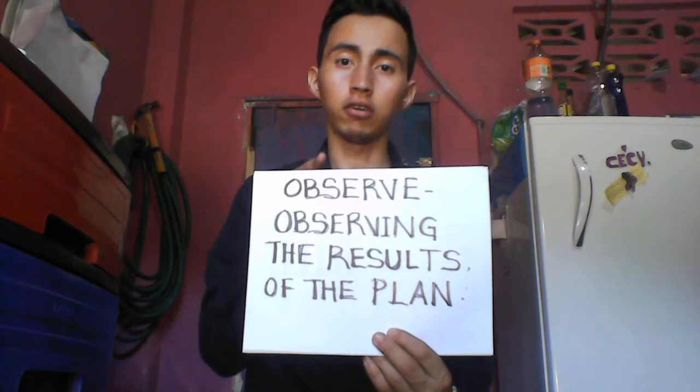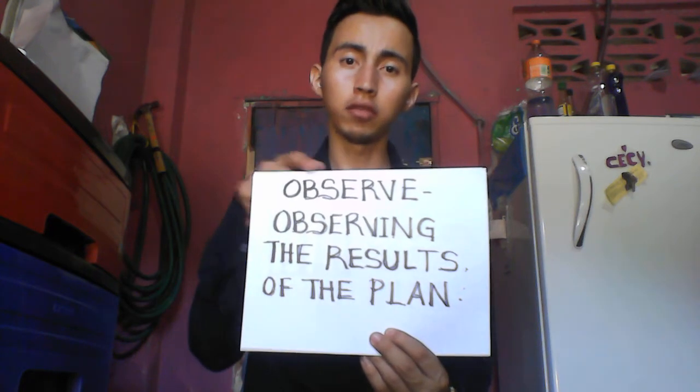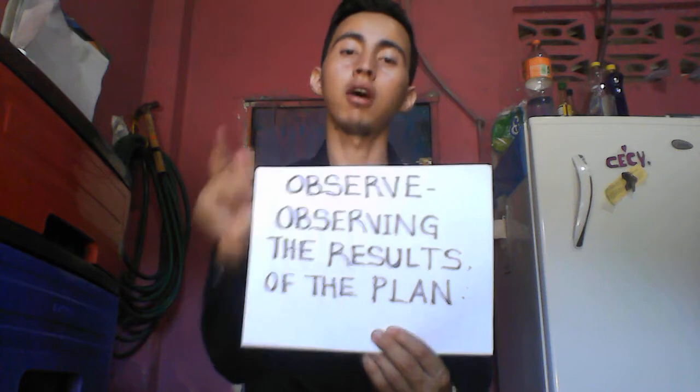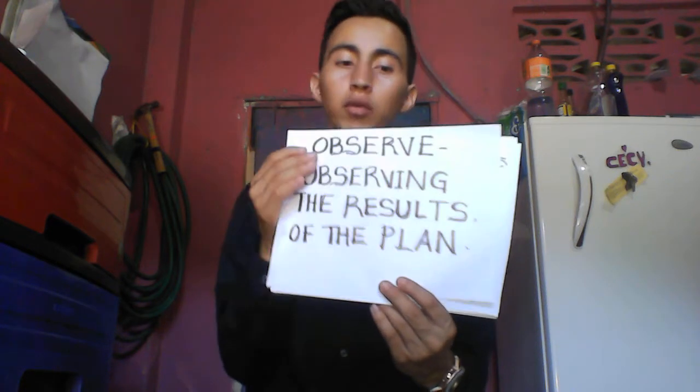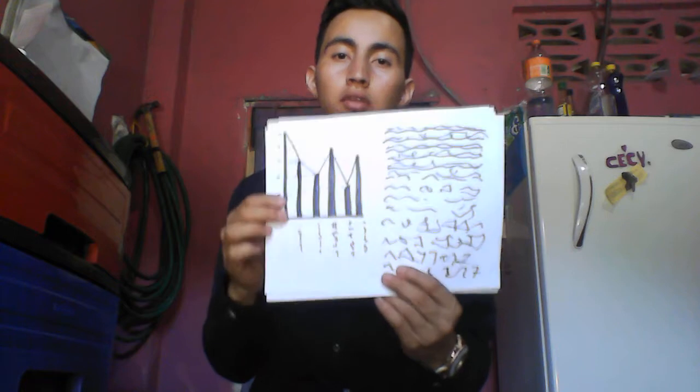Unit number 4 in doing action research, and its name is Observing the Results of the Plan. So here we go, and I'm going to tell you what the unit is about, and I'm going to provide some tools for the analysis of your data. And here we go with the unit.